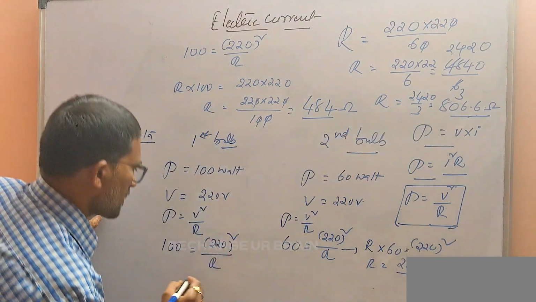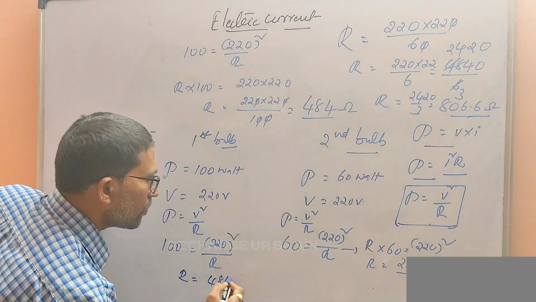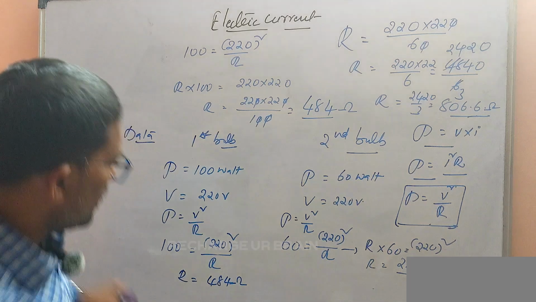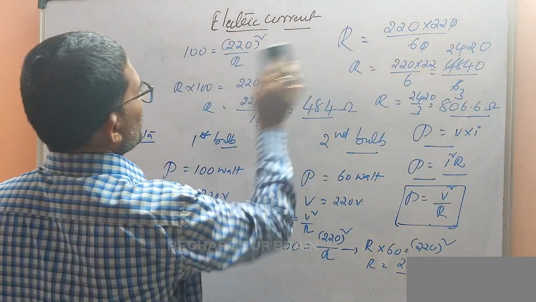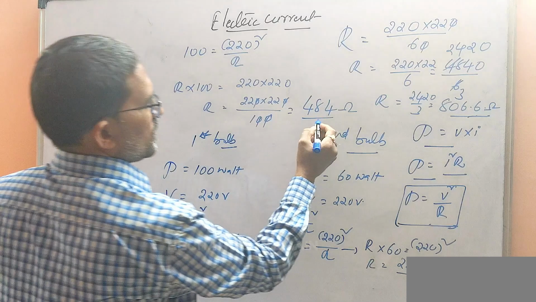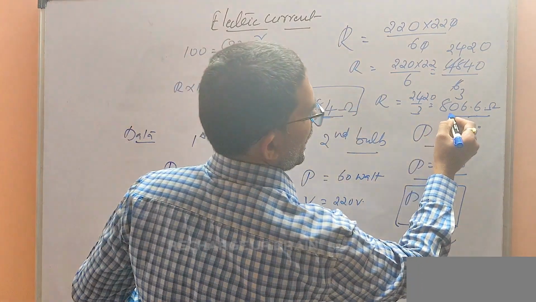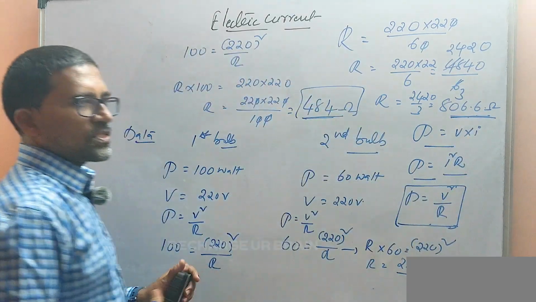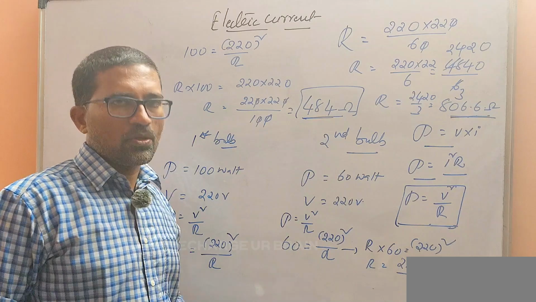For the first bulb, R is equal to 484 ohm. I will write it very clearly at the top here. Now already this is the first bulb, 484 ohm, and the second bulb is how much? 806.6 ohm. Which is having more resistance? The second bulb is having more resistance. I hope you understood this problem.